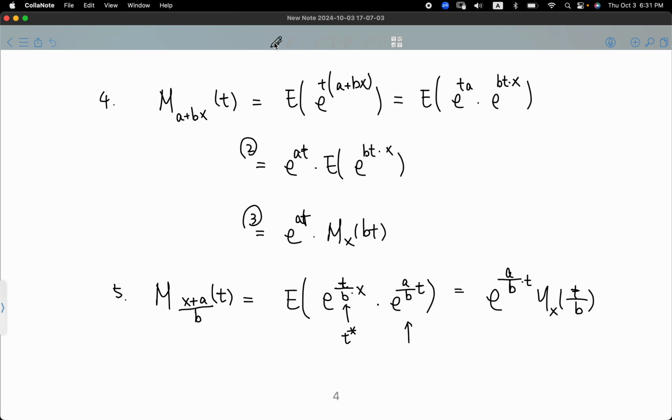Okay, I will pause here to see if there's any question regarding these 5 properties. Some of them can be helpful when you are developing your solution. Any questions? Comments? Okay.